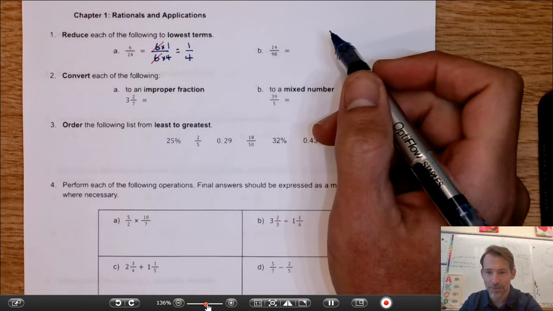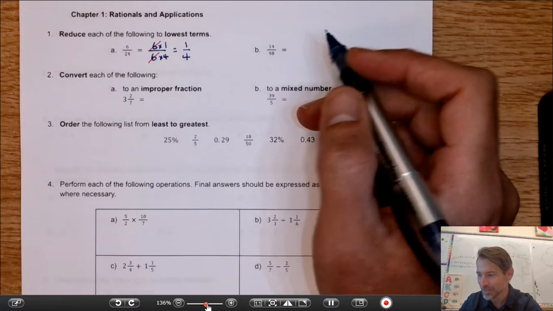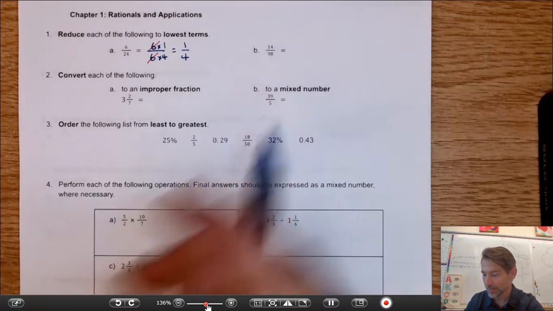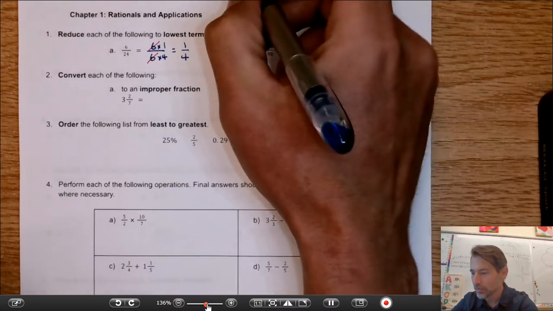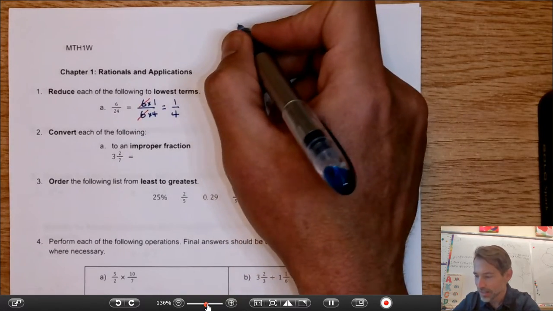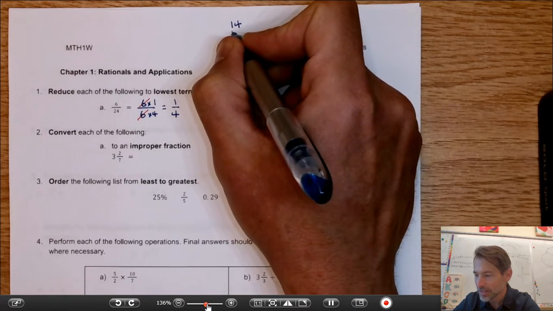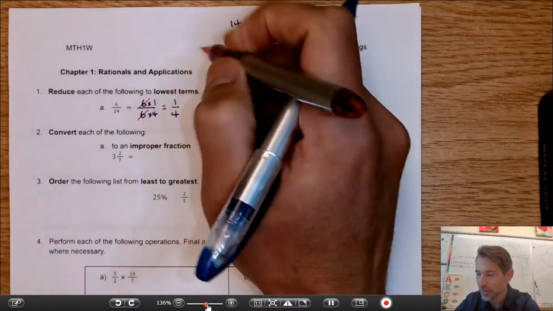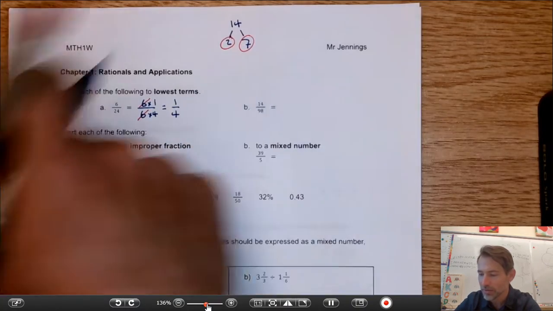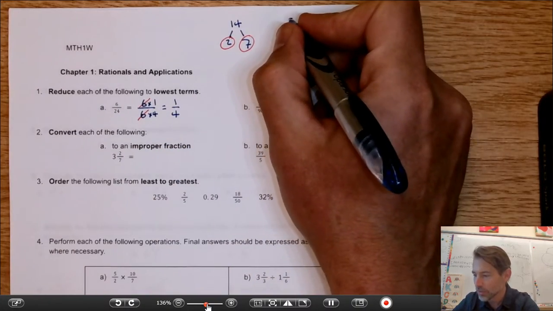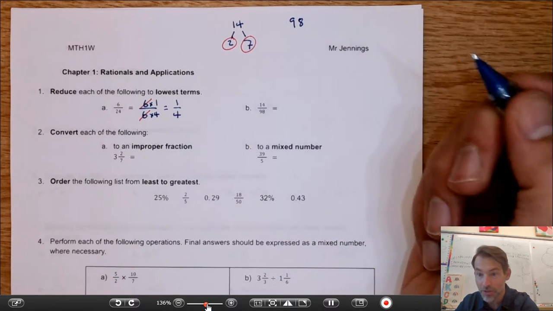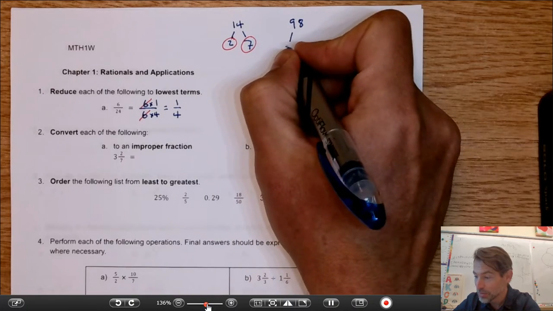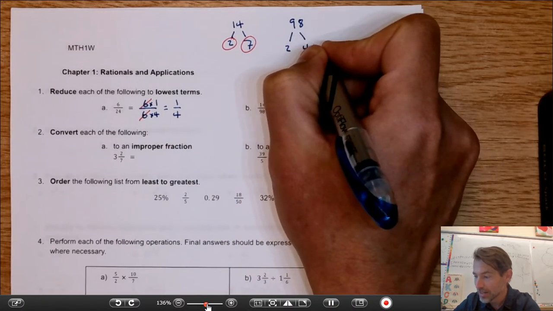14 over 98. Let's take a look at this one. When the numbers get a little bigger, you could do the following. You can create a factor tree on the side. 14, well, that's easy. It's divisible by 2. That leaves me 7, and then I'm done. So my prime factors of 14 are 2 and 7. 98, on the other hand, holy, 98. First, check for divisibility by 2. Yes, it's divisible by 2. That would be 2 and 49.